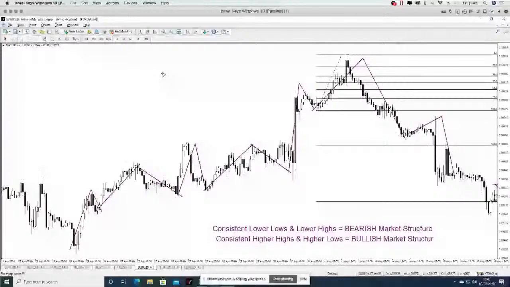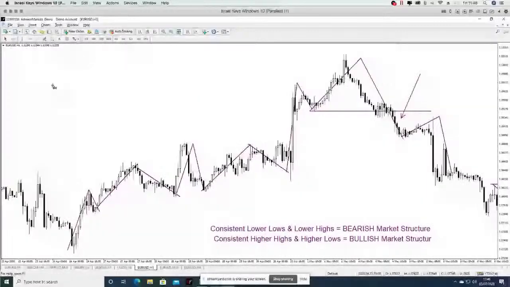3 pips for me proves, well, depends on the time frame. But even on a 15-minute time frame, 3 pips for me is plenty of confirmation. I don't need more. It doesn't need to break it by 5, 10, 15 pips.